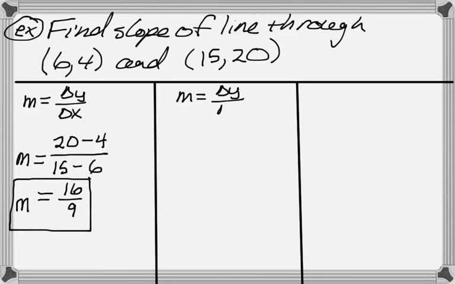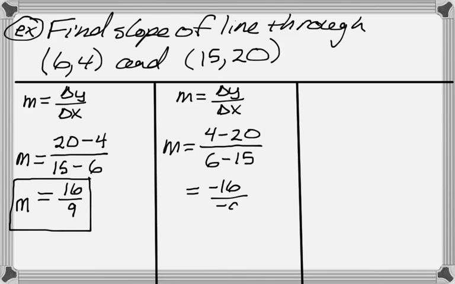Now I didn't need to start with 20 in the numerator. In this case, I'm going to start with 4 in the numerator. So 4 minus 20. If I start with 4 in the numerator, I have to start with 6 in the denominator. So 6 minus 15. Simplify that, I get negative 16 over negative 9, which we know simplifies to 16 over 9, so same answer.